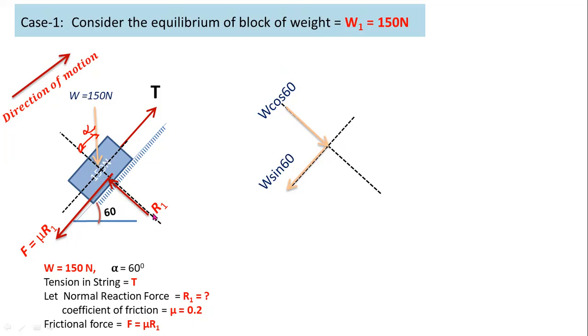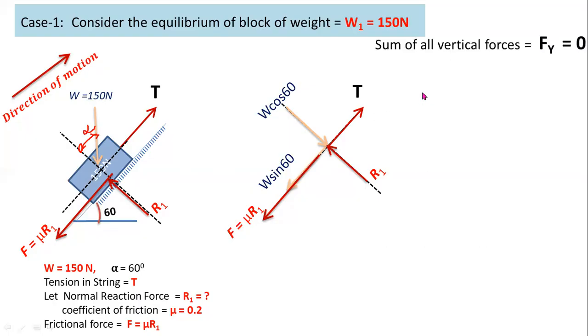After that, you have to consider this reaction force along the normal direction. Now you have to consider this tension in the right side direction, and after that you have to consider the frictional force. Now these are the five forces for determining the value of tension T and normal reaction R1. Resolve all the forces normal to the plane.